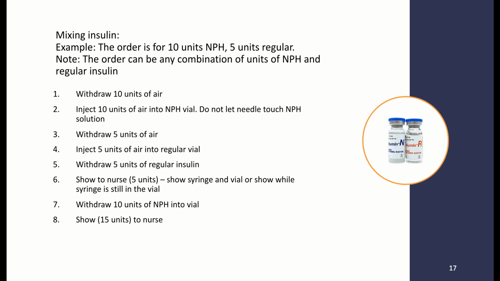This is a summary of the steps when mixing insulin. Please read this carefully. The order calls for 10 units of NPH and 5 units of regular insulin. Note that the order can be any combination of units of NPH and regular insulin. So it could be 8 units of NPH and 4 units of regular insulin. I'm saying that because a former student incorrectly assumed that 10 units of NPH and 5 units of regular is a standard order, and it is not a standard order.